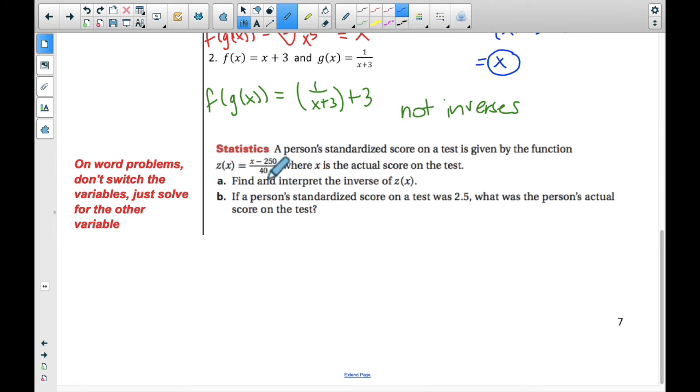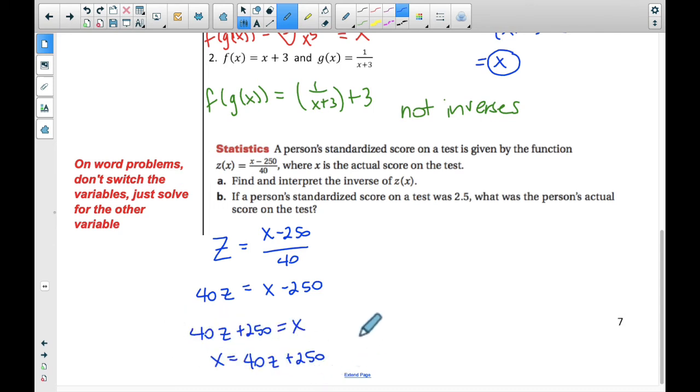So for instance, I'm going to take this equation. I'm going to take out that x because that's just confusing to me. And I'm just going to say z equals x minus 250 over 40. But I want to solve for x. So I need to multiply by 40, and then I need to add 250 to the other side. All right, so I get x equals 40z plus 250. That is finding it. We did that.